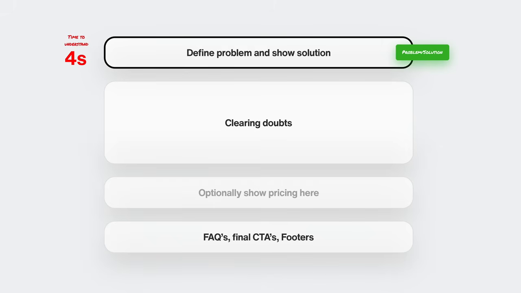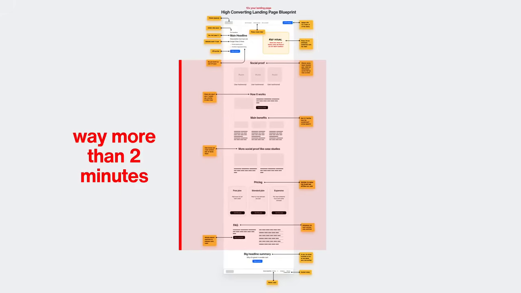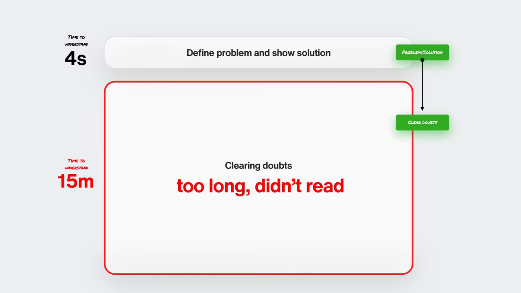They need to be hooked in the first 4 seconds, and then you have about 2 minutes to clear their doubts. And this is important because if it's just 2 minutes, you can't have all of the possible clearing doubts section that you can think of. So you've got those 2 minutes to do it. And if you spend more time, you risk having them cognitively overloaded.